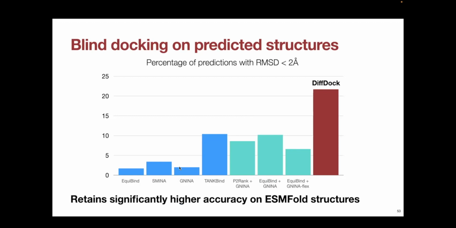The reason is that often the side chains of these structures are not accurate, in the sense that they will change upon binding. On the other hand, you can see that DiffDock is a lot more reliable and loses a much smaller percentage of its success rate. And so it retains some good level of performance also on AlphaFold or ESMFold predicted structures.